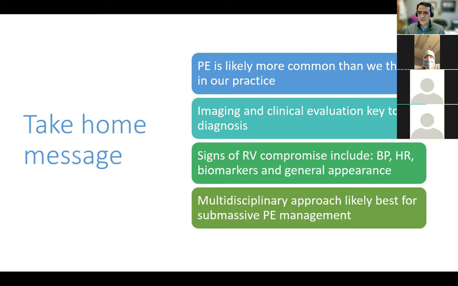I think imaging and clinical evaluations are key to diagnosis, as we pointed out. Signs of right ventricular compromise include a variety of things, including clinical exams, so blood pressure, heart rate, biomarkers, general appearance. All those things are really part of the gestalt of when you assess someone. And a multidisciplinary approach is likely best for the treatment of submassive PE.